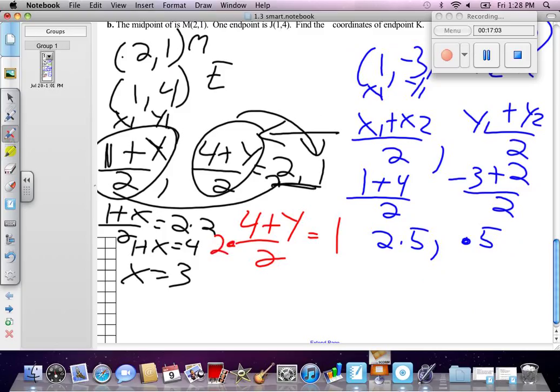multiply both sides by 2. 4 plus y equals 2. Subtract. Yes, I can totally slow down.